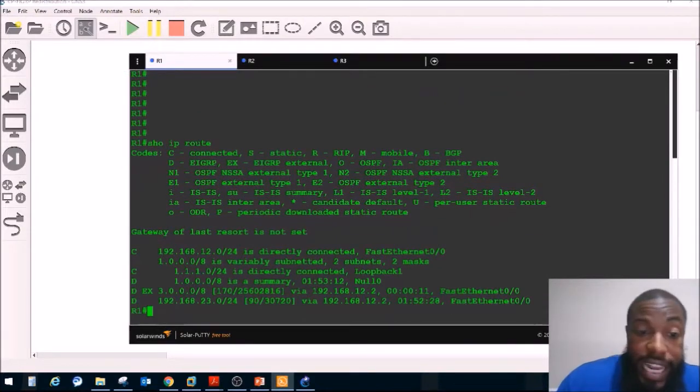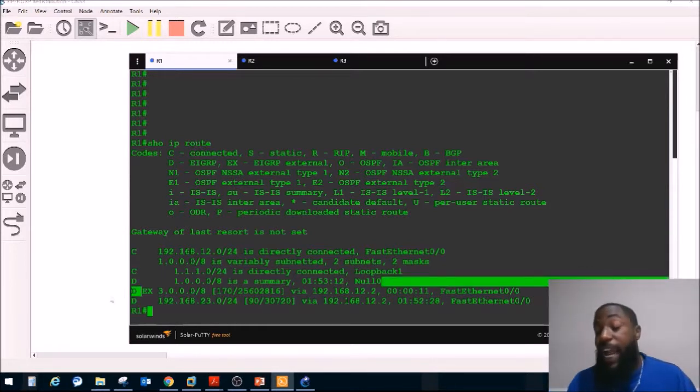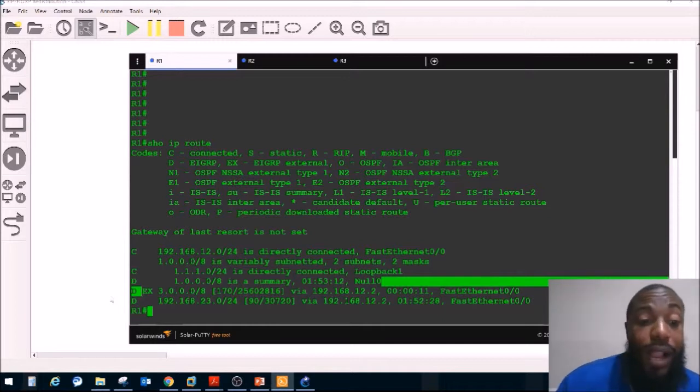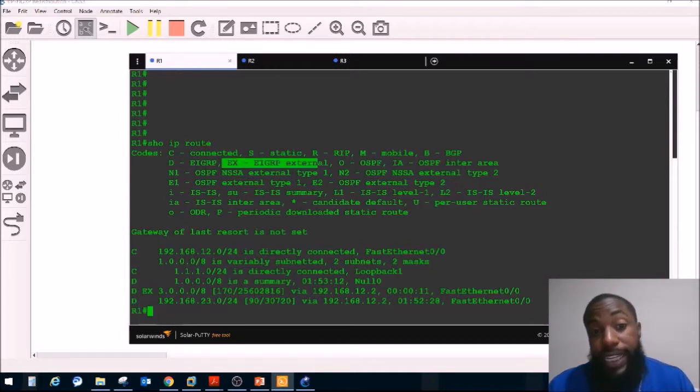And you can see now we learned about the 3.0 network, right? The D, but notice it says D for EIGRP. How come it didn't say RIP? Well, that's because it's kind of like we lied to the router. He thinks he learned EIGRP when really he learned a RIP route. But he does know that it's external. He knows it's some kind of different language. So that's what the EX means. It's an EIGRP external route.